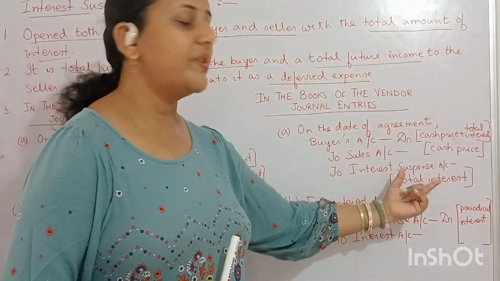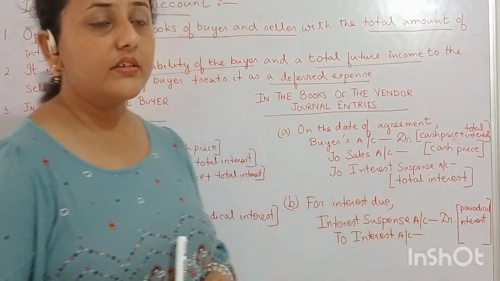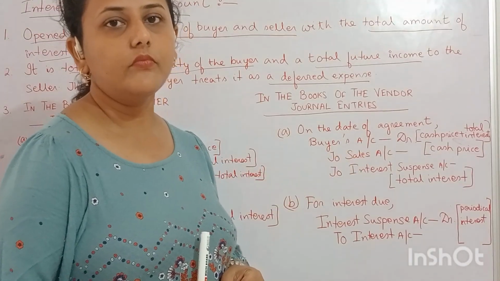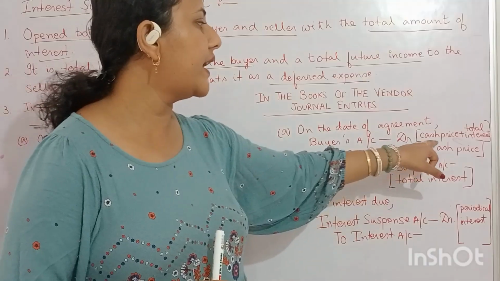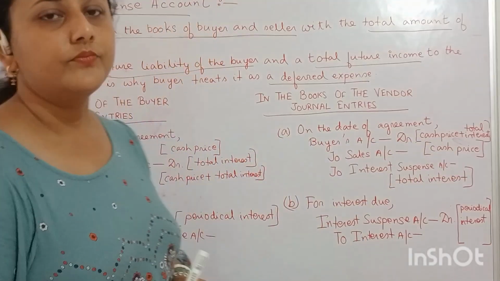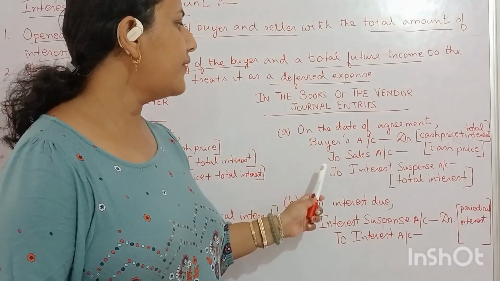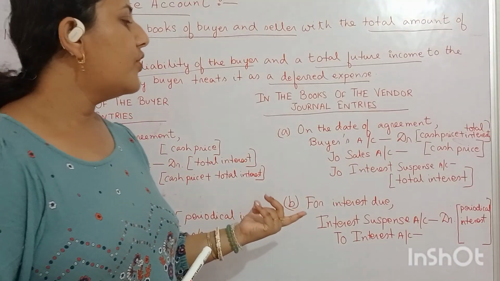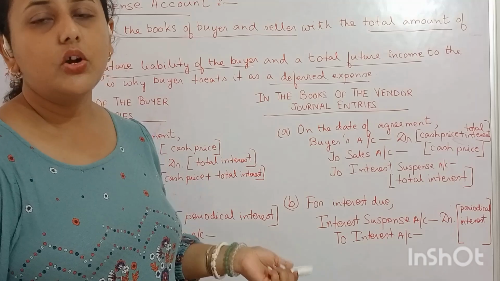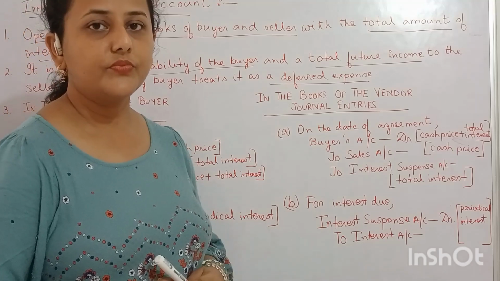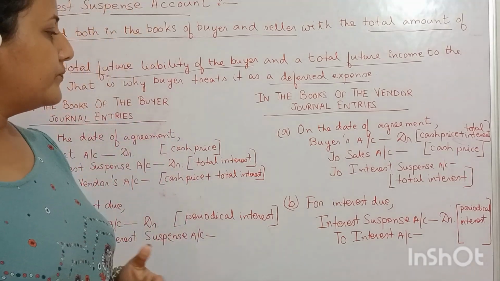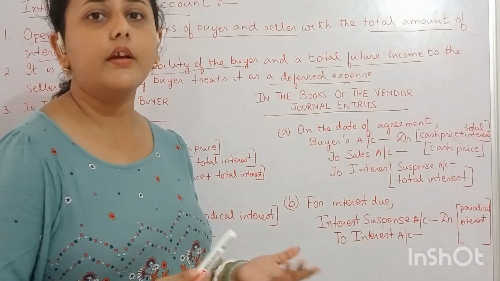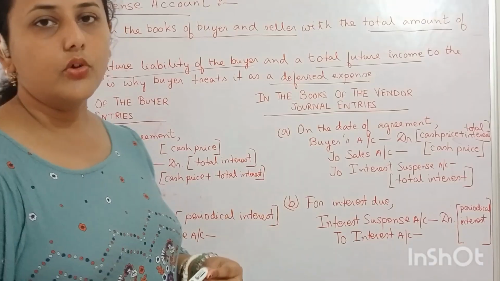To interest suspense account with the total amount of interest. And the buyer's account will be debited with the cash price plus total interest. That is said on the date of agreement, in the books of vendor. Now for receipt of down payment, it is bank account debited to buyer's account. Then for receipt of installments, it's again bank account debited to buyer's account.